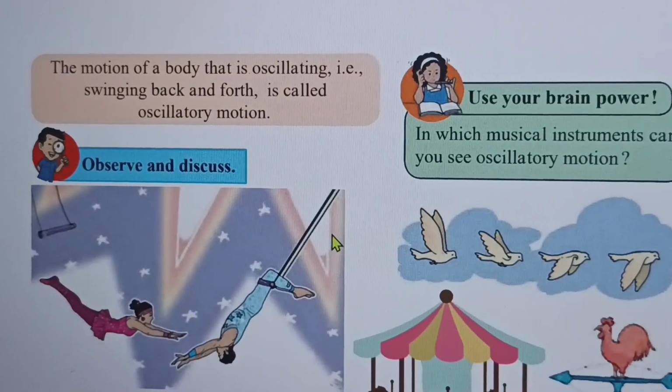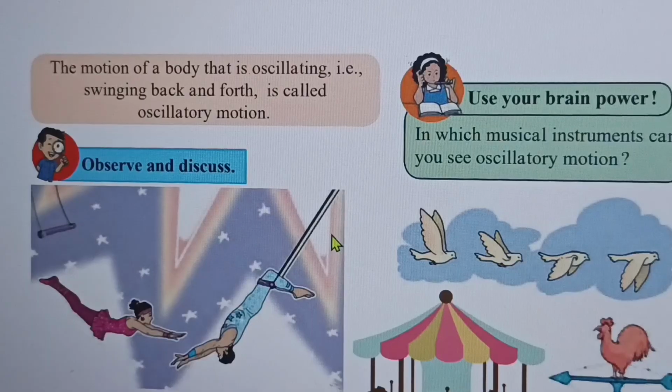So this is the definition of oscillatory motion: the motion of a body that is oscillating, that is, swinging back and forth. It goes forward and comes backward to its same position. So this is the definition of oscillatory motion.